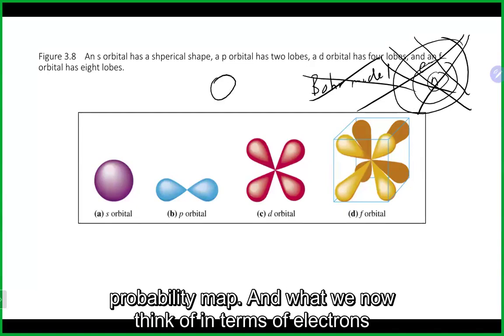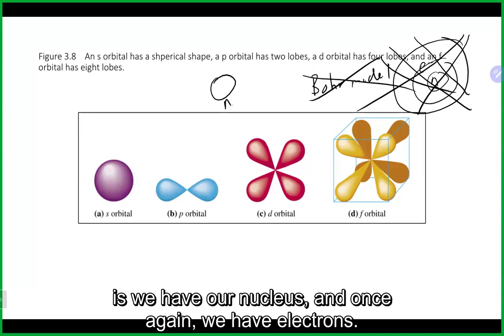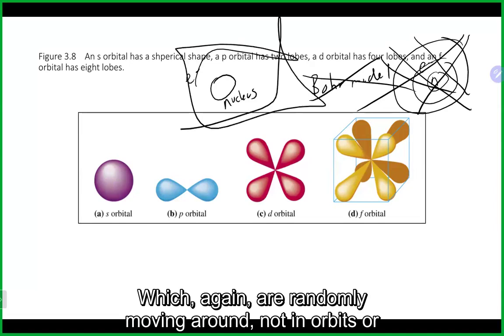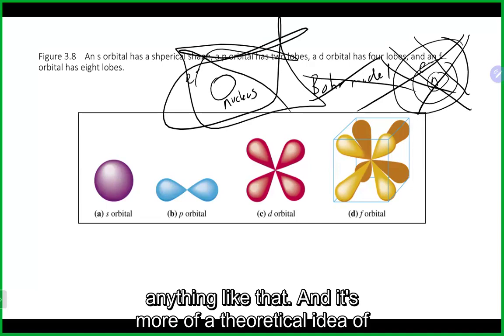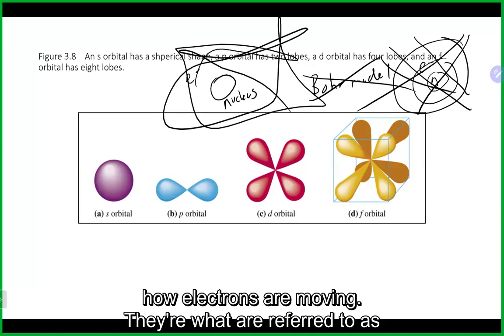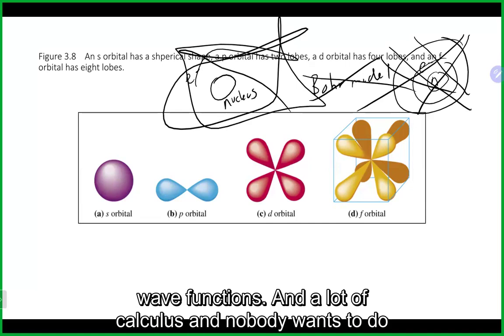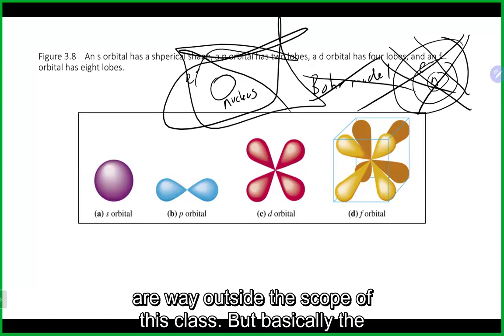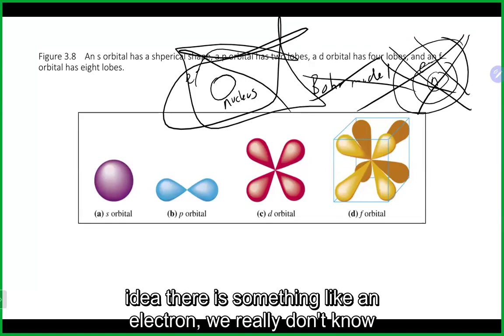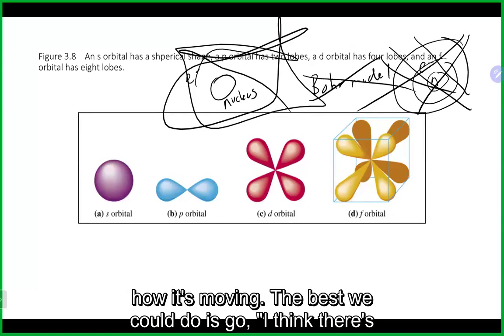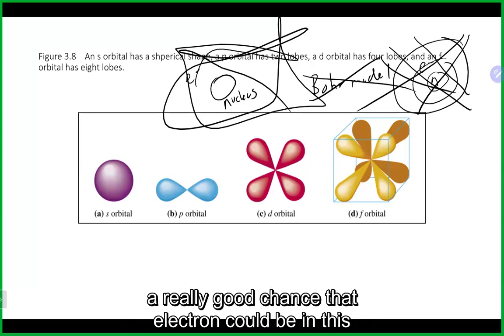What we now think of in terms of electrons is we have our nucleus, and once again, we have electrons, which are randomly moving around, not in orbits or anything like that. It's more of a theoretical idea of how electrons are moving. They're referred to as wave functions, and that involves a lot of calculus that nobody wants to do and is way outside the scope of this class. But basically the idea is that for something like an electron, we really don't know how it's moving.